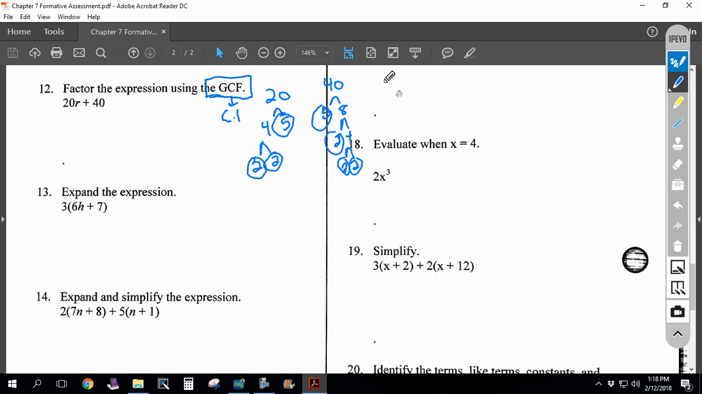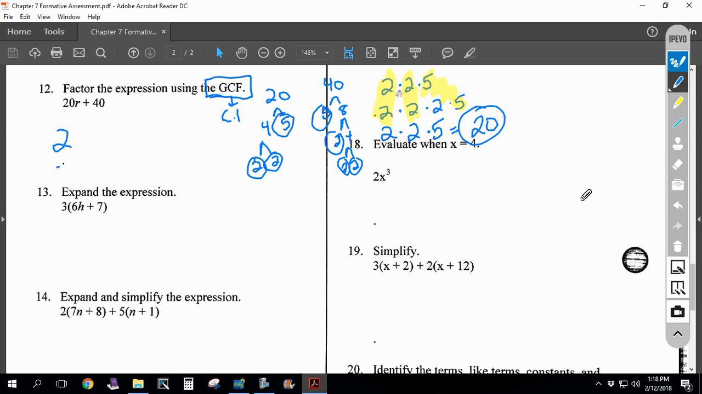Okay, you stack them up. That's going to be 2 times 2 times 5, and 2 times 2 times 2 times 5. And then you find what they have in common. They have a pair of 2's in common and a 5 in common. So remember, we use one of those from each one, and we multiply. And when you do that, you actually get 20 as your GCF.